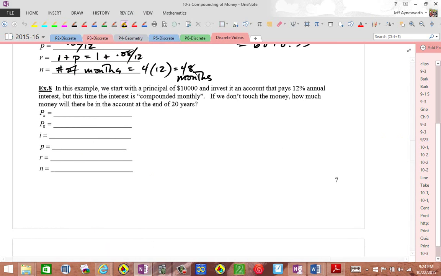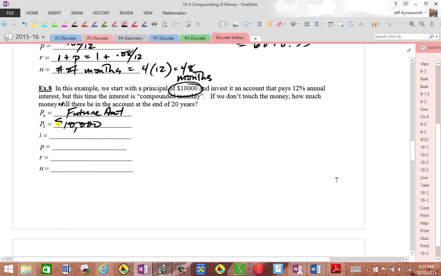All right, last example. Here we go. So let's suppose we start off with $10,000 this time. Oops, that's supposed to be the future amount. Sorry. P sub n always stands for future amount. P sub 0, the seed, is 10,000. This time we paid 12%, so as a decimal, 0.12. Periodic interest rate is 0.12 divided by 12. 12% divided by 12 is 1%, so it's 0.01. All right, this is 1 plus P, which is 1.01.